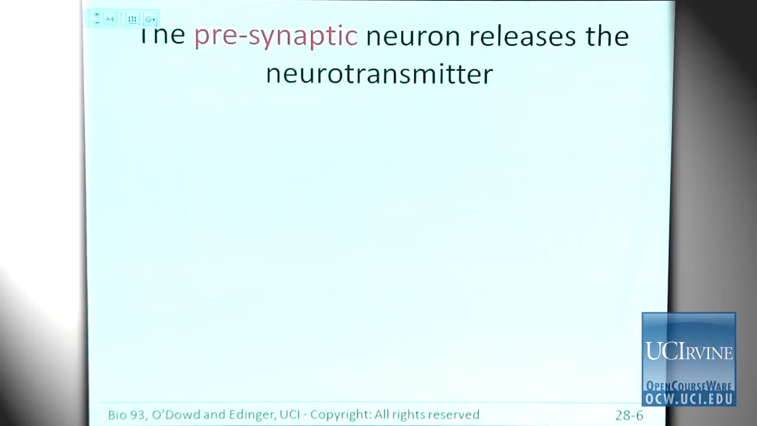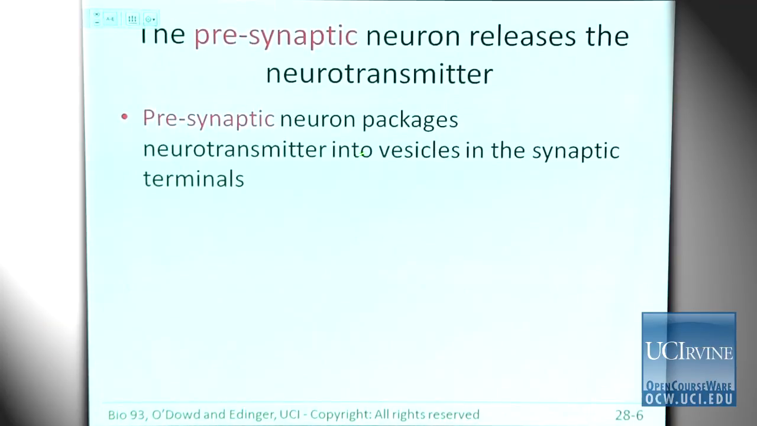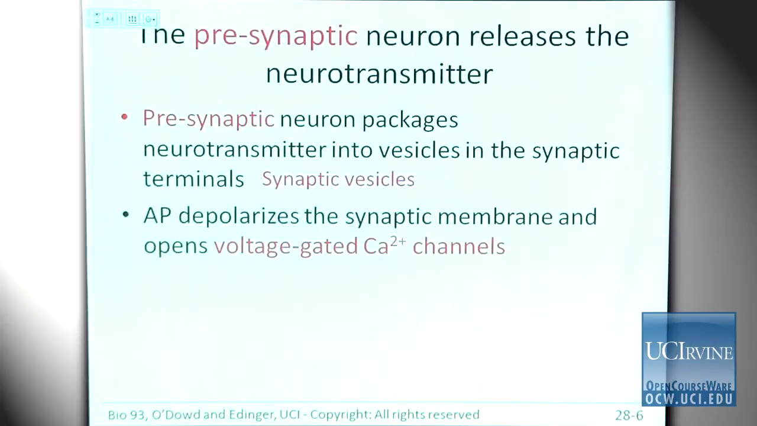Presynaptic neuron. So I just used that term. Which one is the presynaptic neuron? It's the one that packages the neurotransmitter into vesicles. They get released into the synaptic cleft. So there's a very small space between the presynaptic and postsynaptic neurons. That's about 50 nanometers wide. A virus is about 100 nanometers in diameter, so that's a pretty small cleft. These vesicles holding the neurotransmitter are called synaptic vesicles.